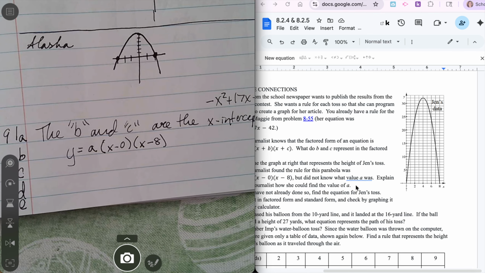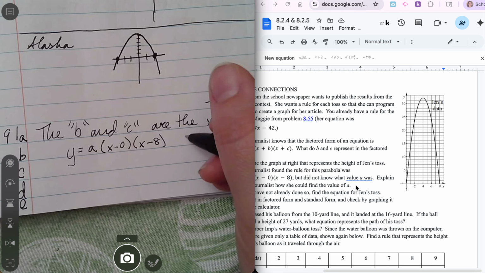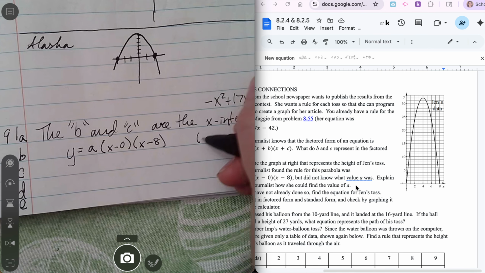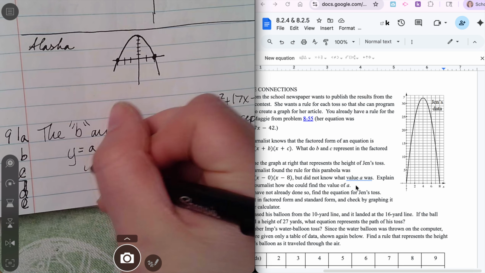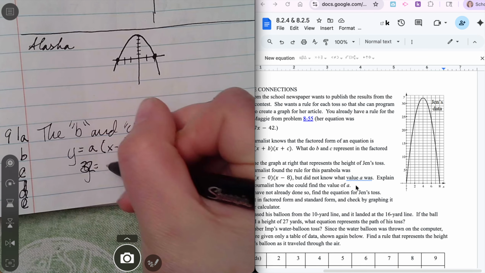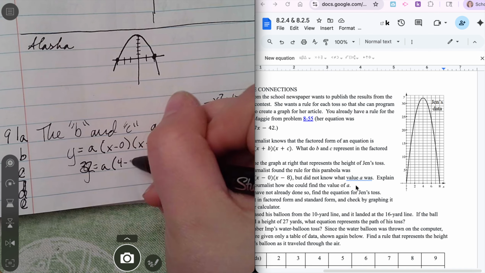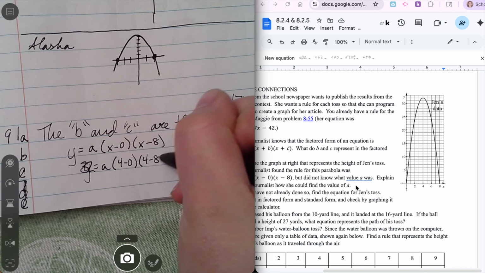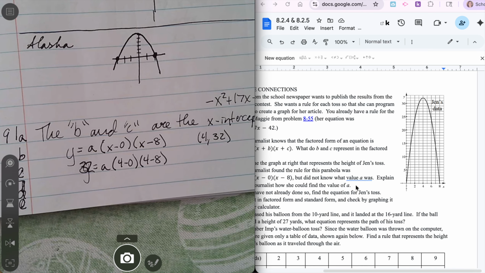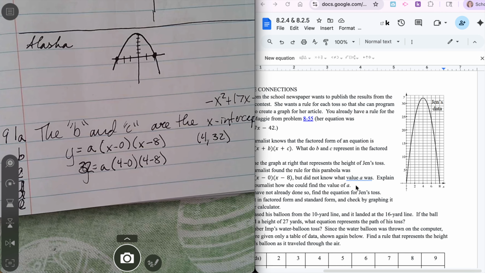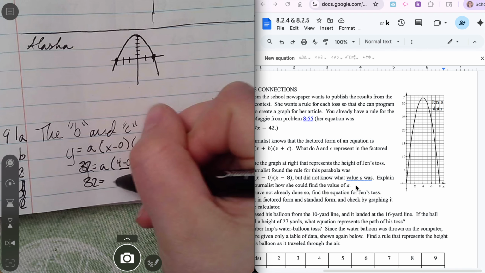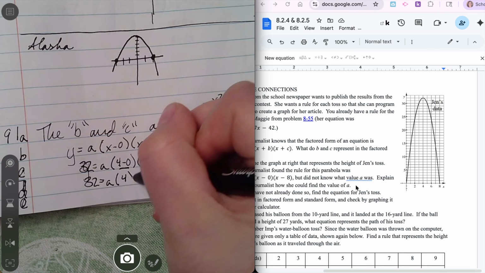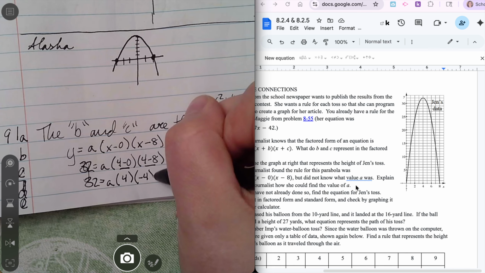On Jen's parabola, we know that it goes through the point (4, 32) because that's the peak of her parabola. So I'm going to plug 4 in for x, and then I'm going to plug 32 in for y. And so what I end up with is 32 equals a(4 minus 0)(4 minus 8). Now I'm going to simplify using PEMDAS, order of operations. I need to simplify my parentheses first. So 32 equals a. 4 minus 0 is 4. 4 minus 8 is negative 4.